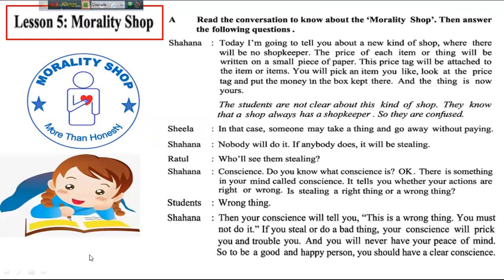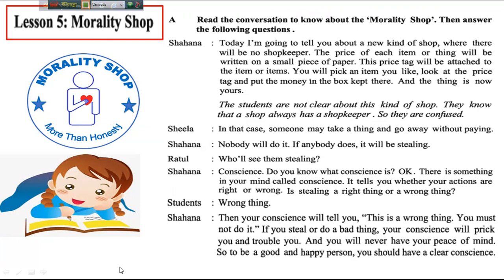That is lesson 5, Morality Shop. Read the conversation to know about the morality shop. What is the conversation here? Today I am going to tell you about a new kind of shop where there will be no shopkeeper. The price of each item will be written on a small piece of paper. This price tag will be attached to the item. You will pick an item you like, look at the price tag and put the money in the box kept there. And the thing is now yours.